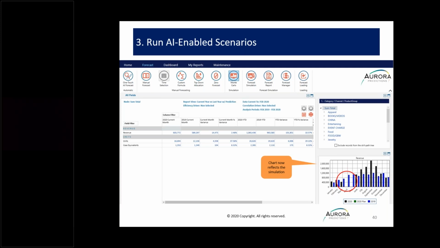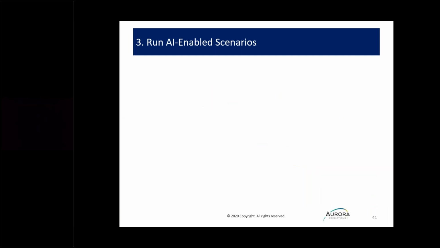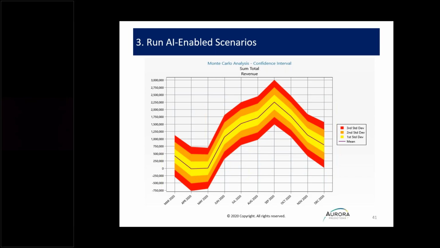We have April and May are now 0, and then July, August, September, and into October, we have a big ramp up in sales, and then we get back to normal for the rest of the year. So this is the scenario that is now available for Monte Carlo risk analysis. And for that, we're going to click the Monte Carlo icon, and it's going to give us a graph here.